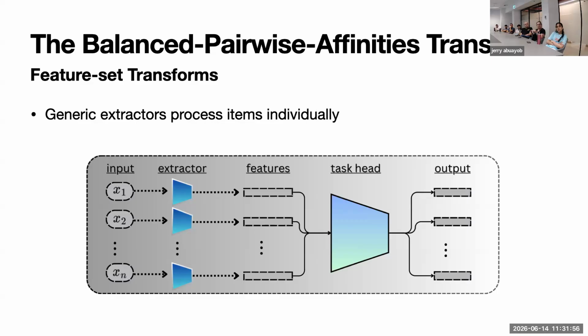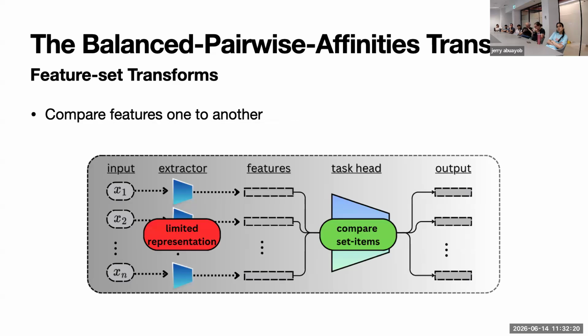Let's say we have n inputs, that's the whole set. We use a pre-trained feature extractor that has never seen these classes before, like I said before. We embed those into features, and then the task head, which is a classifier or any other task that you want to use it for, gives me the output. This is a very straightforward pipeline.